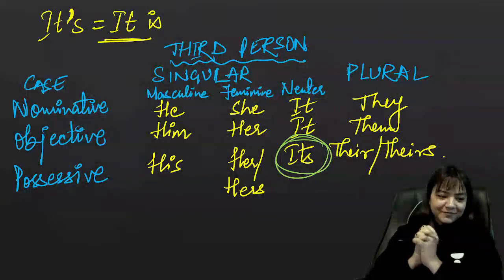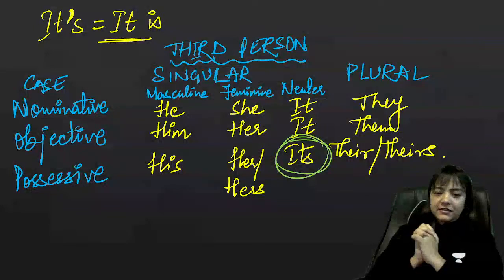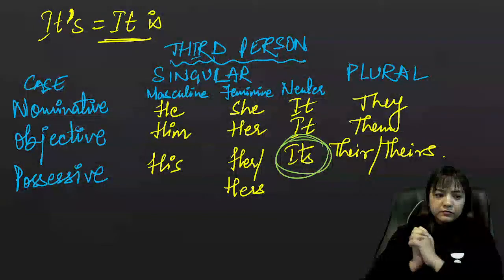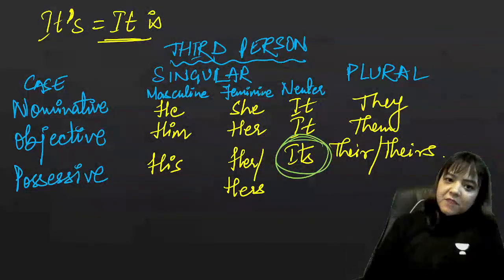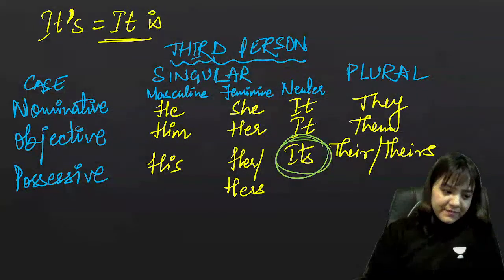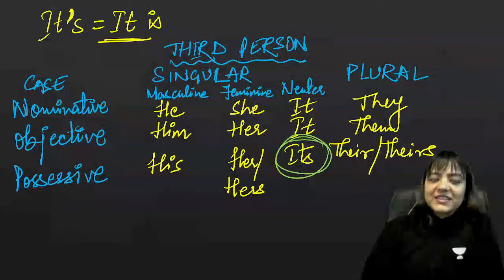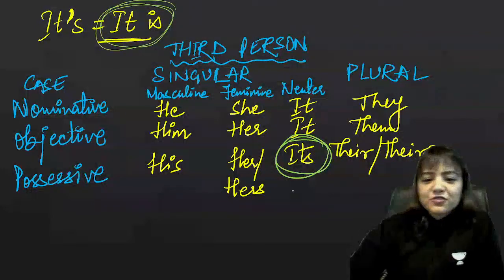No, it will still be it is. It is my car. You will read it as, it is my car. Mine is showing the possession, not its. Again, you are making sentences with it is. I am asking you to make sentences with its.